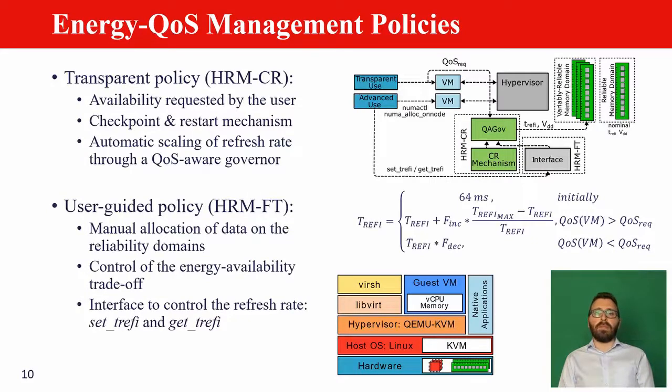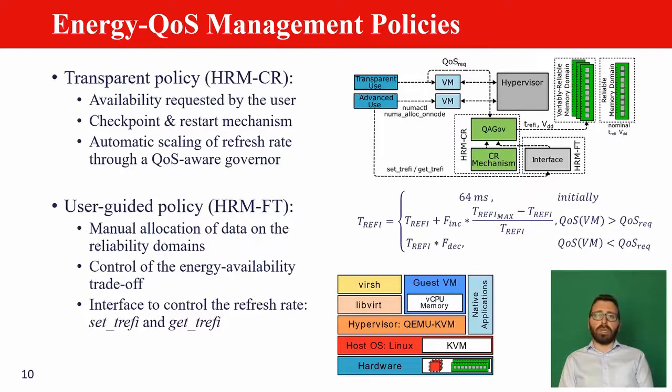To extend the interface for virtualized execution, we introduced two policies. The first policy is transparently exploiting the capabilities of the heterogeneous reliability memory inside the virtual machine. The only requirement for the cloud user is to provide a quality of service threshold that is willing to tolerate. The virtual machine is further protected by a checkpoint and restart mechanism. The checkpoint interval is based on the expected mean time between failure caused by the relaxation of the parameters. We develop a governor that scales the DRAM parameters dynamically to decrease the power consumption while respecting the quality of service requested by the user.